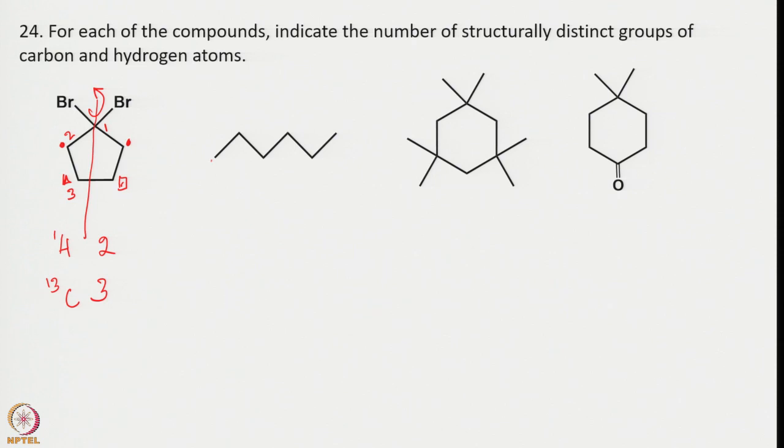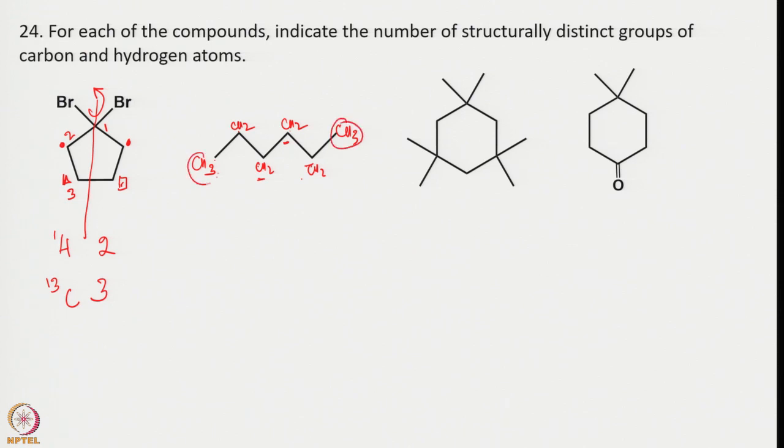Now we look into this one. We have CH3, CH2, CH2, CH2. So if you just look at this one, it appears like only 2 types of signals are there. That is not the case here. For example, this one is surrounded by 2 methylene groups. And this one is also surrounded by 2 methylene groups, whereas this one is surrounded by 1 methylene group and 1 methyl group, and the same thing is true for this one.